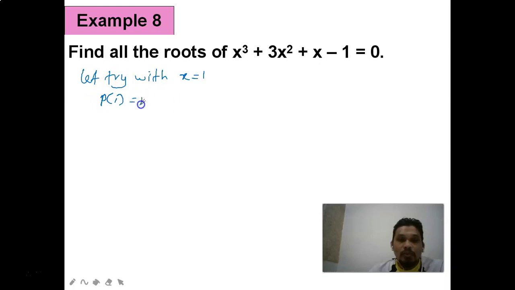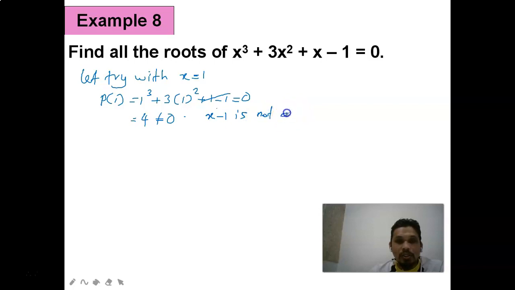Okay, so then P(1) equal to 1 cubed plus 3 times 1 squared plus 1 minus 1. Okay, so 1 minus 1 equal to 0, 3 times 1 squared equal to 3, plus 1 equal to 4, which is not equal to 0. So x minus 1 is not a factor of this polynomial P(x).